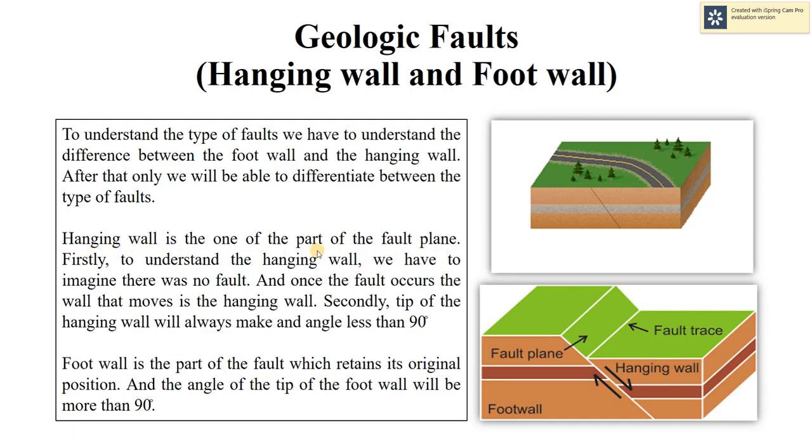There are two parts where you can define the hanging wall. First of all, to understand the hanging wall, we have to imagine there was no fault. So this is the place, there was no fault over here, and before the fault happened like this, the one that remained at the original position was the footwall. It retained its original position, but the one that came down was the hanging wall, the wall that hangs down.